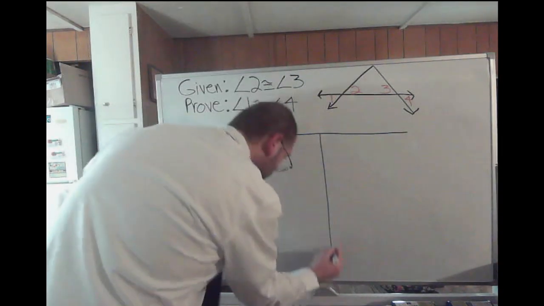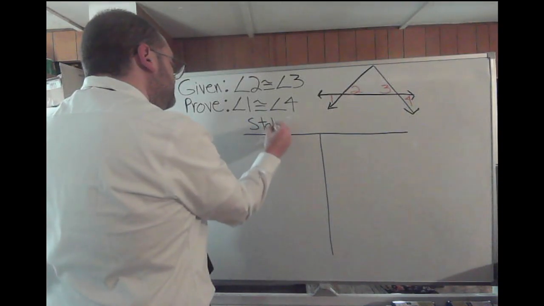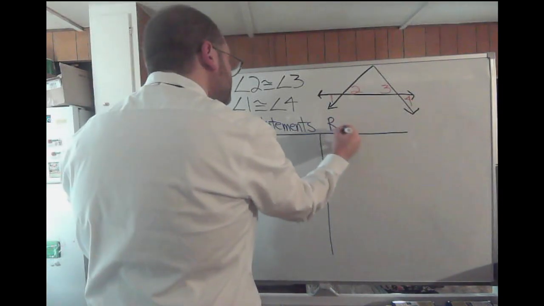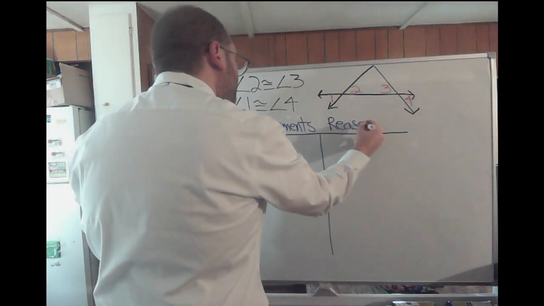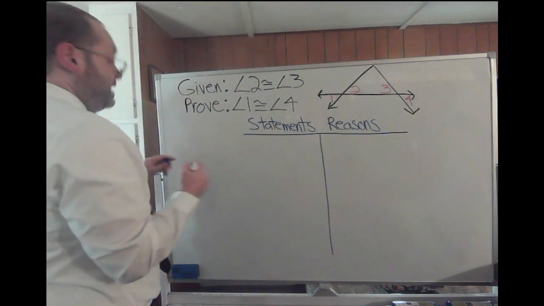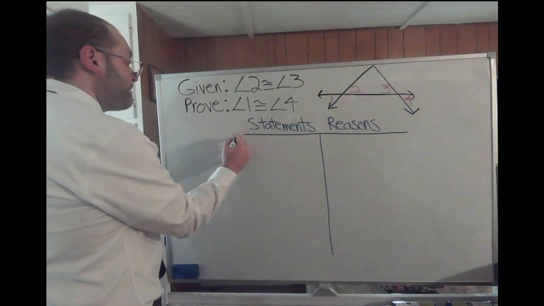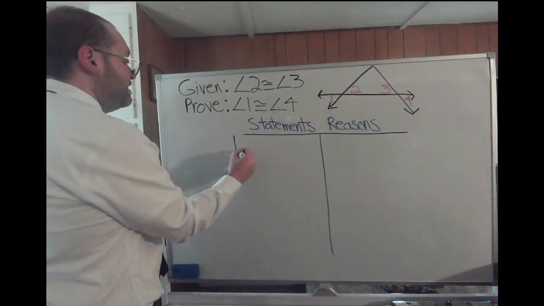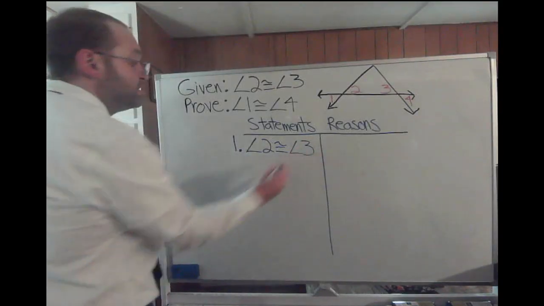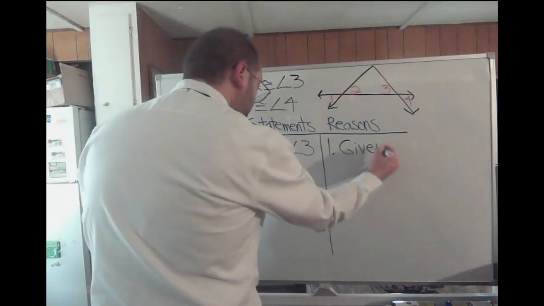Do our 2 columns. Okay. Alright, let's see. Statements on the left, reasons on the right. Okay, in this case, I would start with your given information. So we have angle 2 is congruent to angle 3 as our first statement. Well, that's given, so that's our reason. That was given to us.